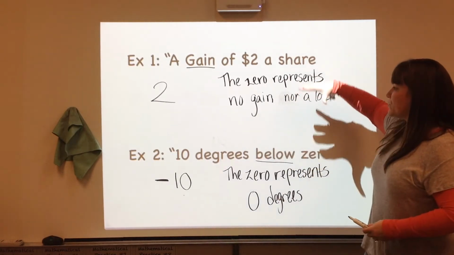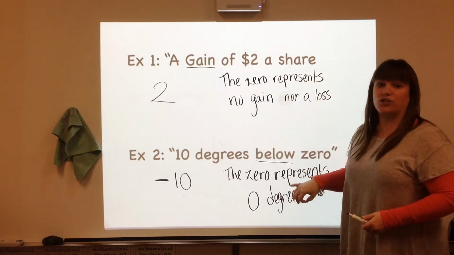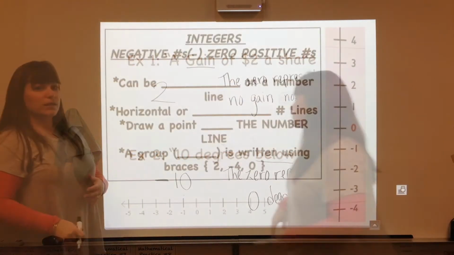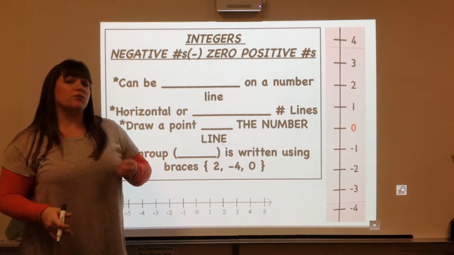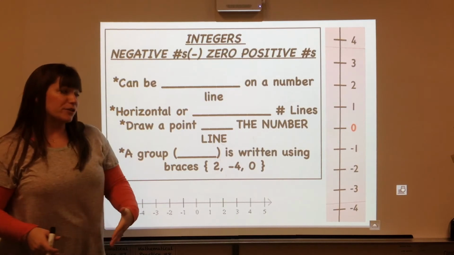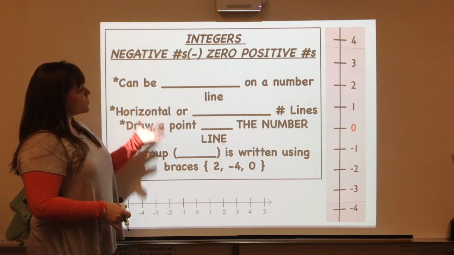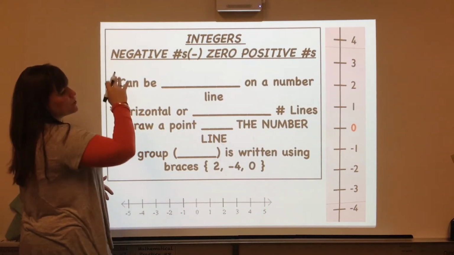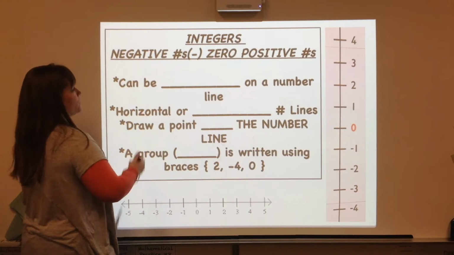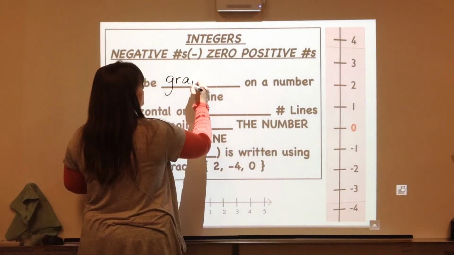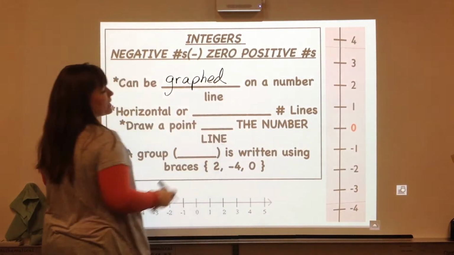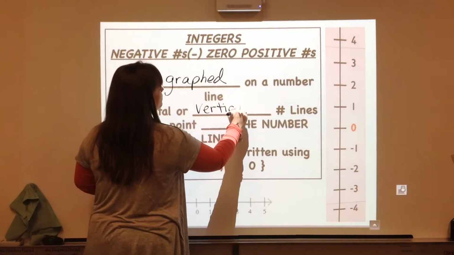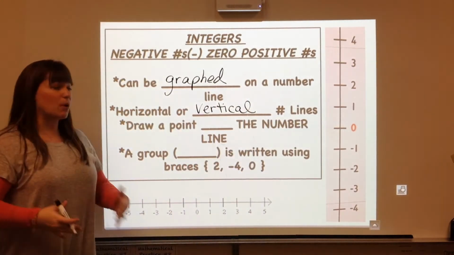So sometimes the zero represents no change. Sometimes it's actually talking about something specific, like a degree on a thermometer or sea level. The last part of this lesson deals with actually graphing positive, negative numbers and zero on a number line. So this is on your notes, so please fill it in along with me. Negative numbers, positive numbers, and zero, all integers, can be graphed on a number line. Like I mentioned before, there can be a horizontal or a vertical number line that we're going to use. We're going to see both.